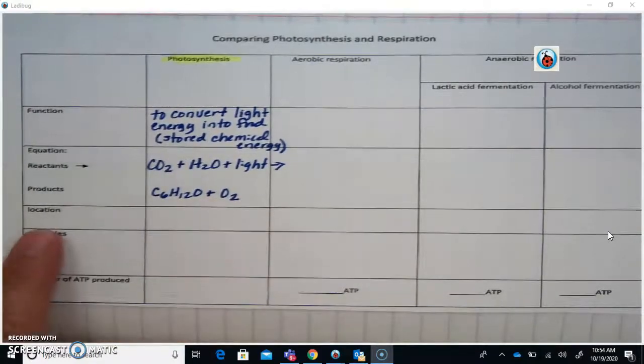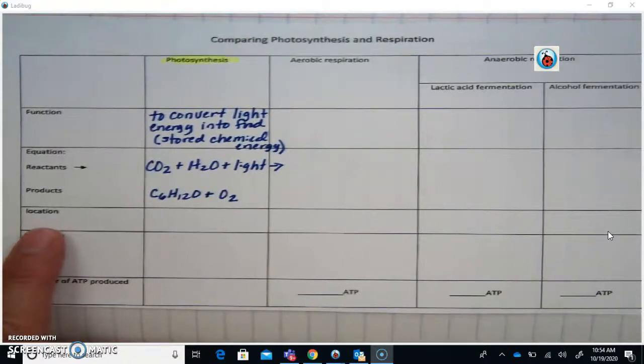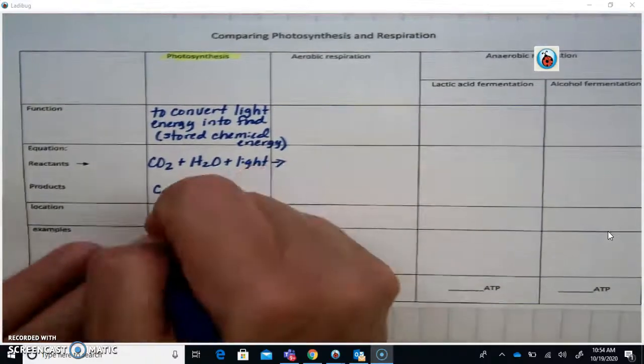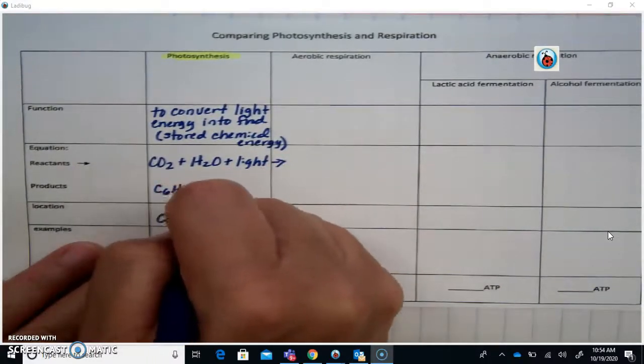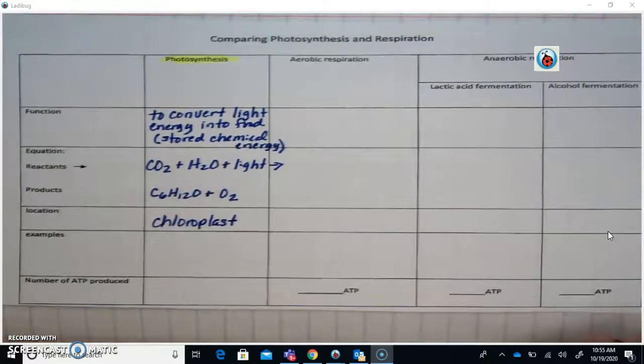Now, where does this happen? I'm talking about right now specifically in a cell. Where in a cell does this happen? It happens in, of course, the chloroplast. So photosynthesis happens inside the chloroplast.